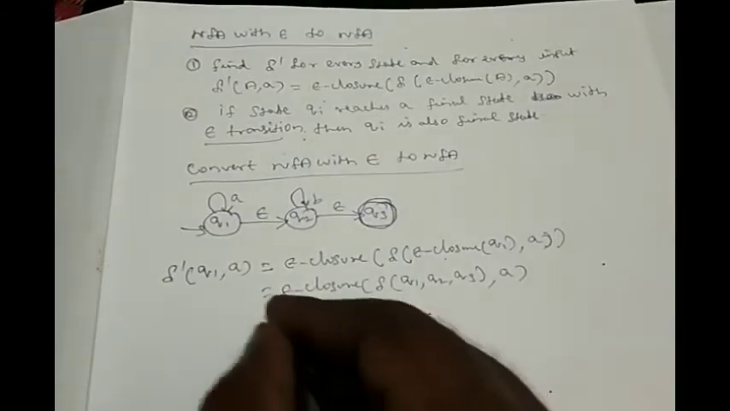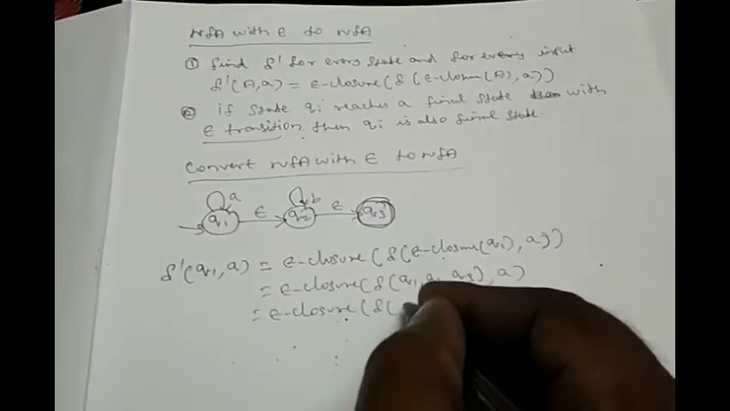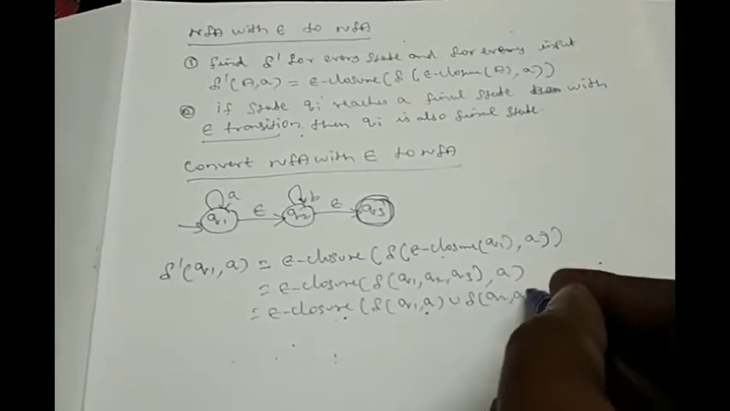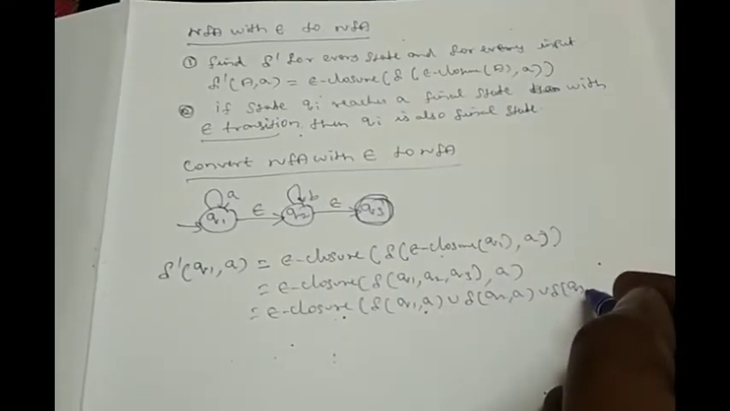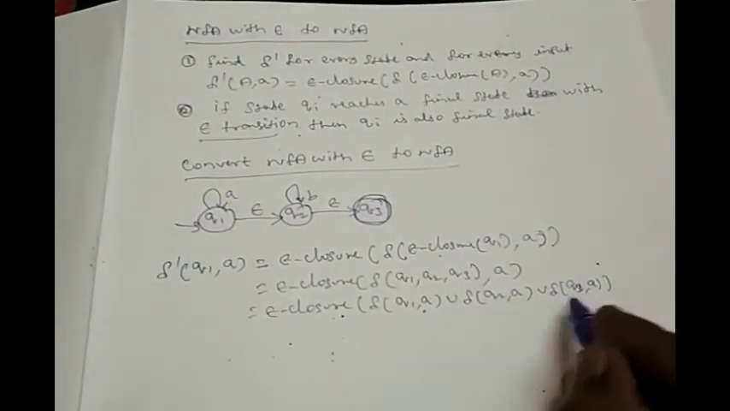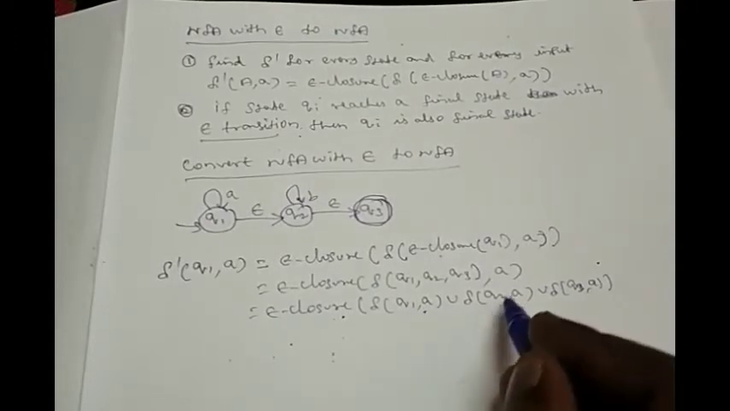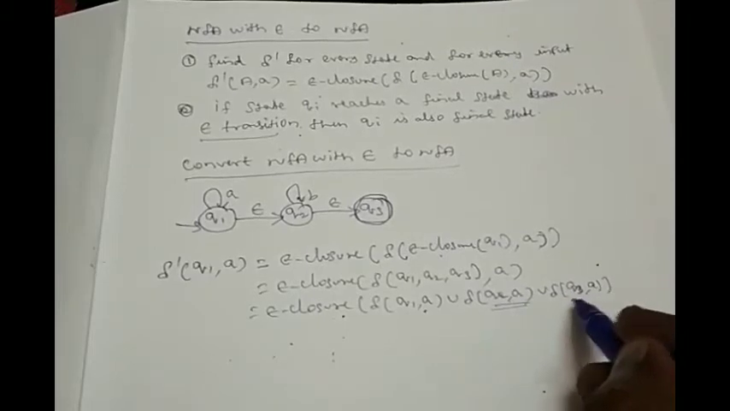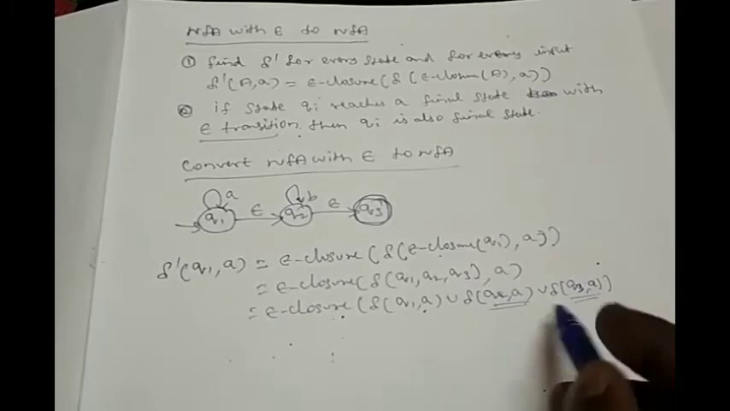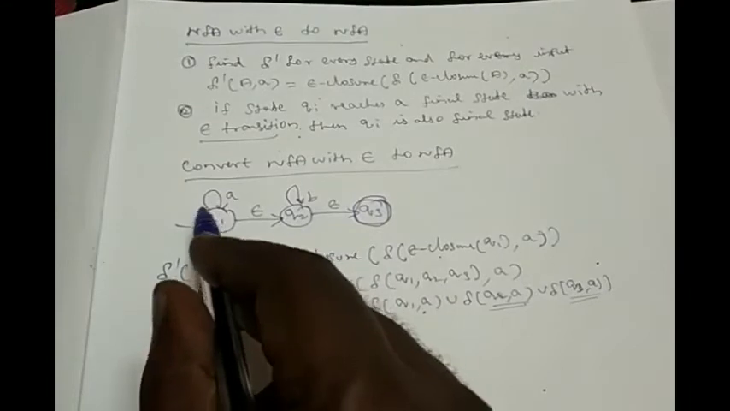This is equivalent to epsilon closure of delta of Q1 comma A union delta of Q2 comma A union delta of Q3 comma A. Out of these three transitions, I can only apply A in Q1. For Q2 and Q3 I cannot apply A, because no transition exists for A in Q2 as well as in Q3. So when Q1 is applied with A, where does it go? When you apply A in Q1, it comes to Q1 itself.